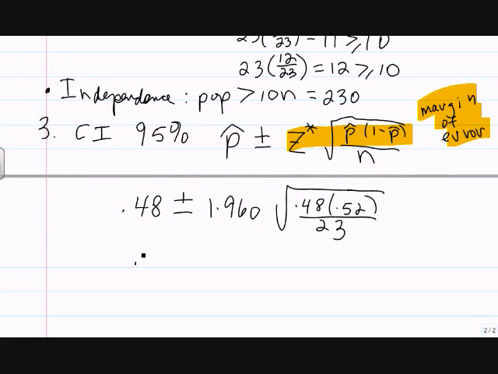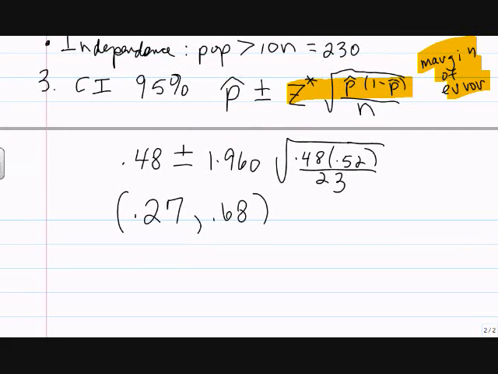So that ends up being a very large interval. So 0.27 to 0.68. It's not like I was real confident, but I still have an awfully big interval here. But anyway, let's make a conclusion.